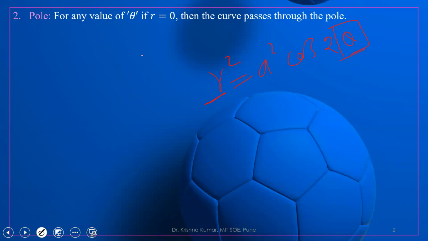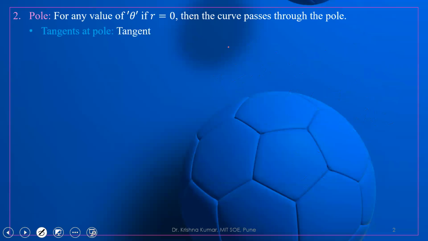So let us see here, this is cos 2 theta, and we know that cos pi by 2 is 0. So if you put theta equal to pi by 4, then we get a square cos pi by 2, and cos pi by 2 is 0. So the value of r is 0. So for theta equal to pi by 4 the value of r is 0. Therefore, the curve passes through the pole. So for theta lying between 0 to 2 pi, if r is 0, then the curve passes through the pole.